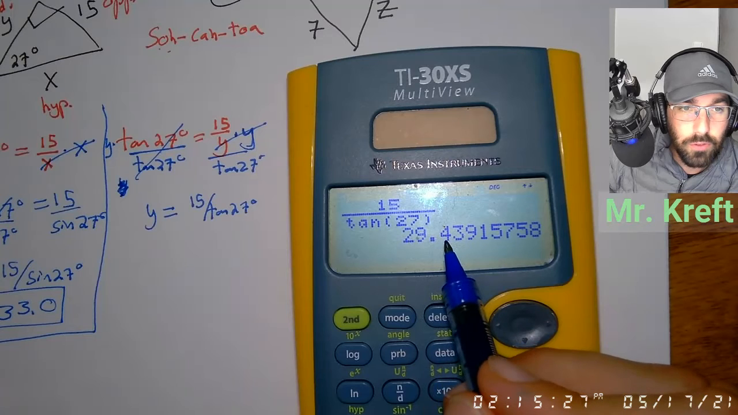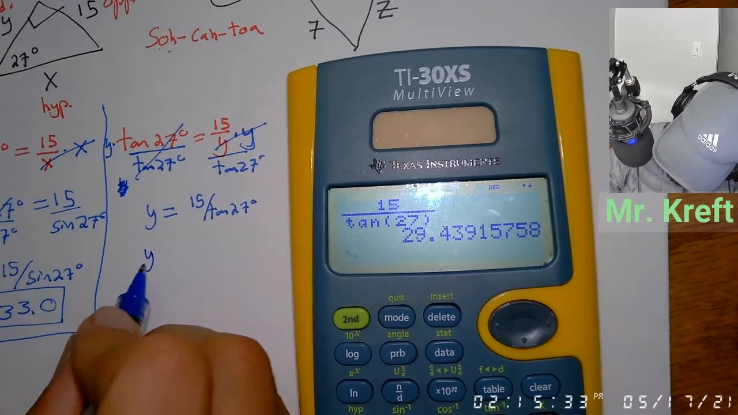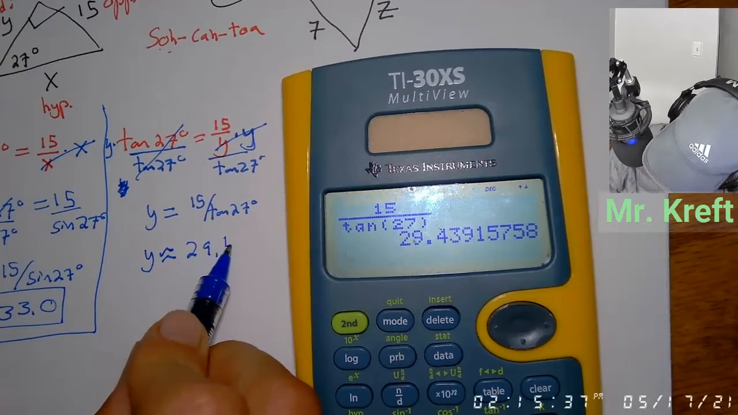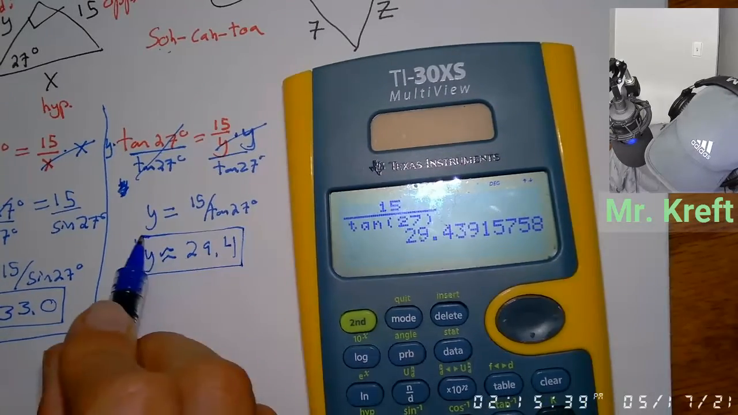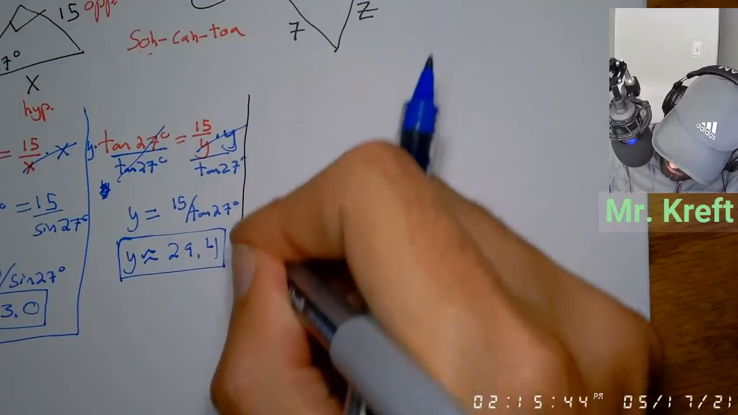And so I'm going to look at the first decimal, that's the tenths place. I'm going to look to the right. It's not 5 or higher. So I'm going to have y is approximately 29.4. Okay. And those are the 2 sides for this first triangle.